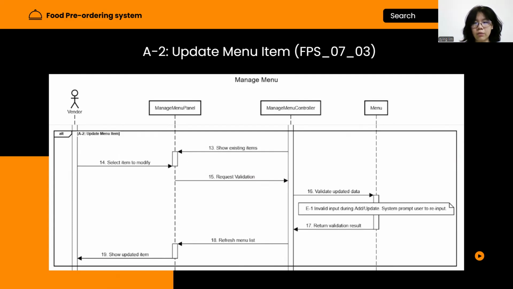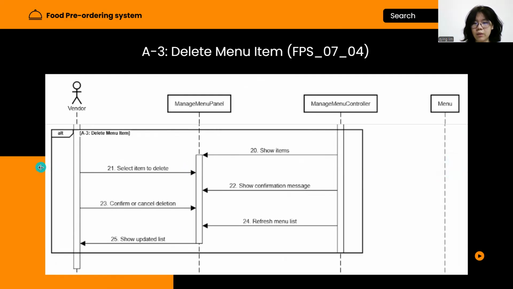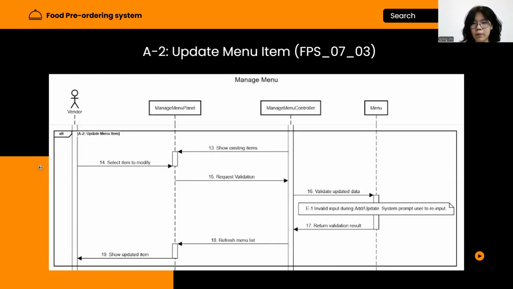Step 18, refresh menu list. The controller updates the panel with the latest menu data. Step 19, show updated item. The panel displays the edited item with changes applied.